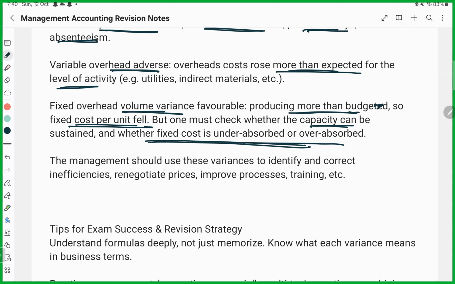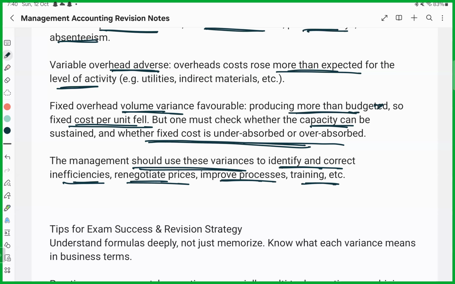Now the management should use these variances and all the investigations that have been done to identify and correct all the inefficiencies, renegotiate the price with the suppliers, and improve the process so that the labor can be utilized properly. Training should be given to the labor so that the variances in labor can be corrected, and we can achieve the budget, or be in a favorable position in terms of the budgets that we have decided. This was the proper revision that we have done for management accounting.